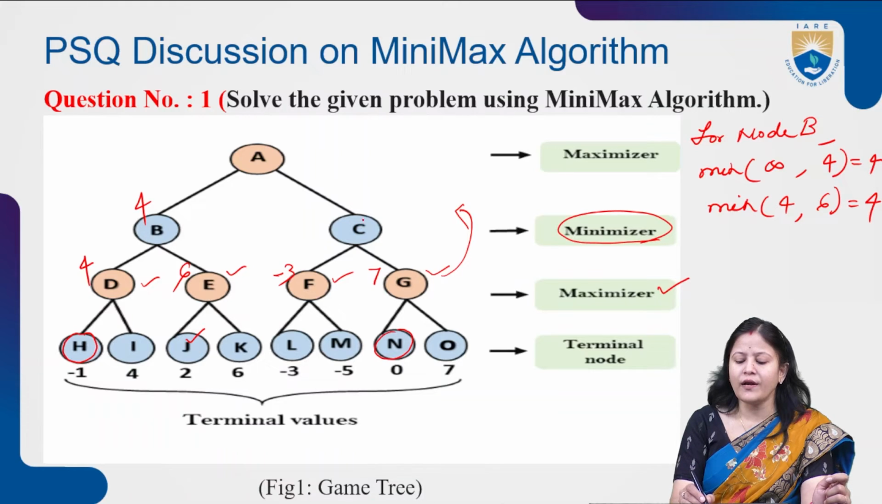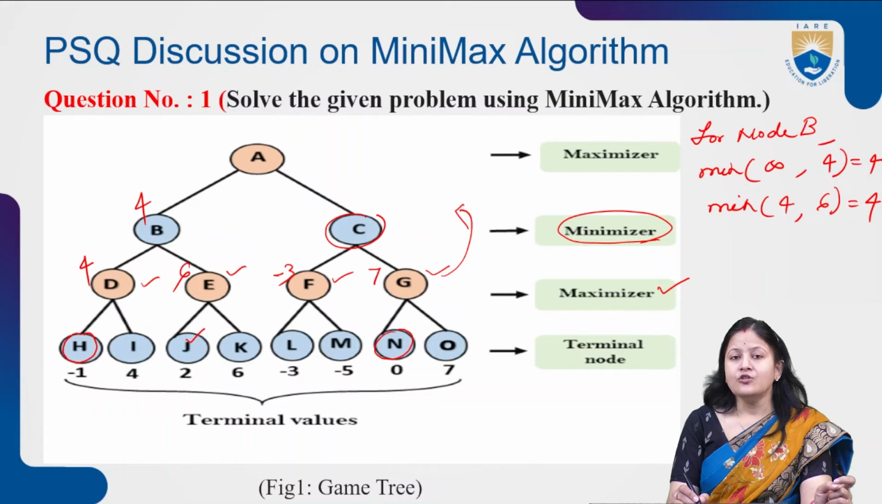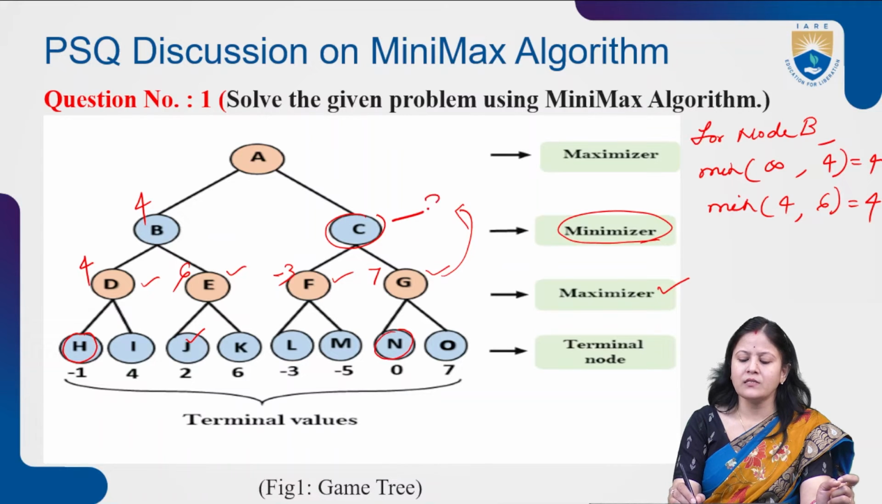In the same way we can find the value for node C. C is present in the minimizer layer, so compare infinity and -3. -3 is minimum. Then -3 and 7, which one is the minimum? -3 is minimum. So we write -3 for C. Now we have the utility values for both B and C.